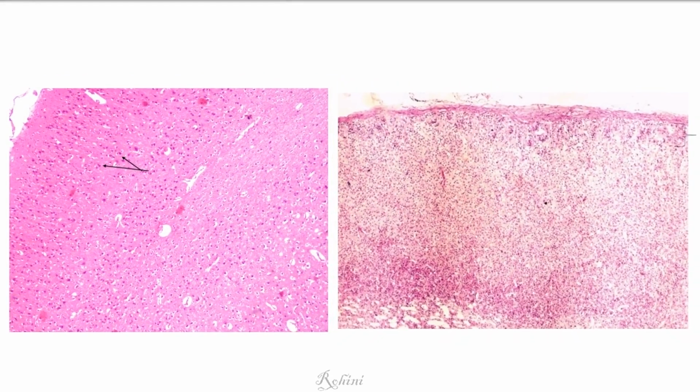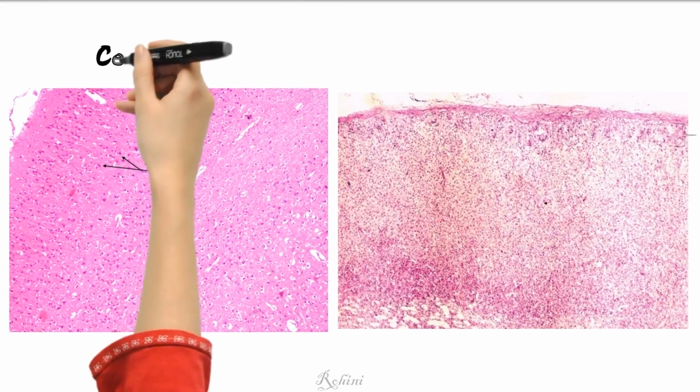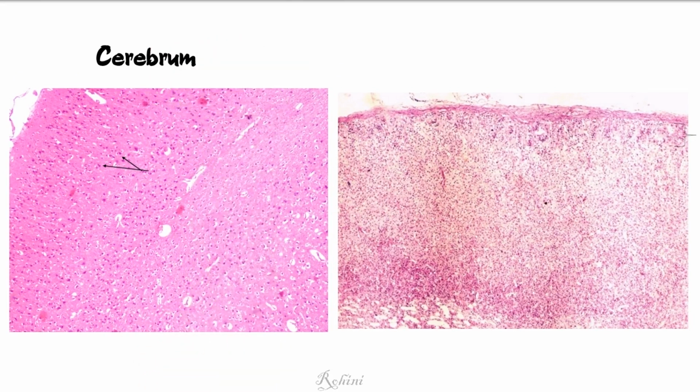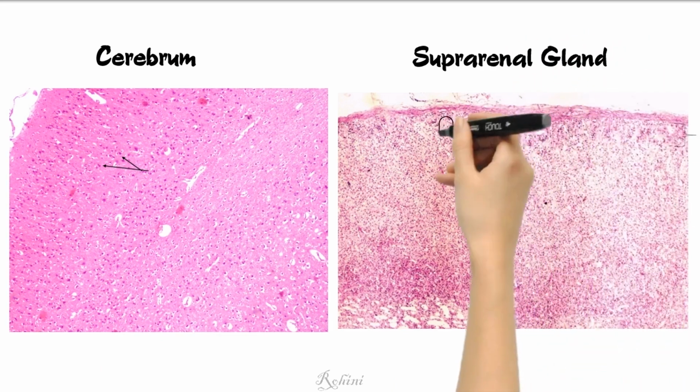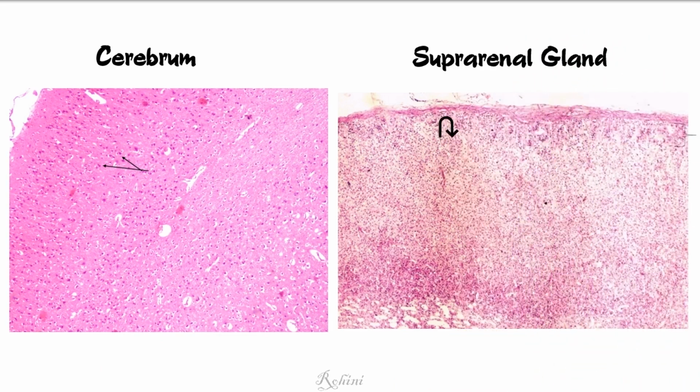These two slides are often mistaken by students. In the slide of cerebrum or suprarenal gland the various layers are hard to differentiate. The pointed pyramidal cells are what you have to look for in cerebrum. In suprarenal gland, the U-shaped arrangement of cells in the zona glomerulosa, which is present right beneath the capsule, helps to identify.